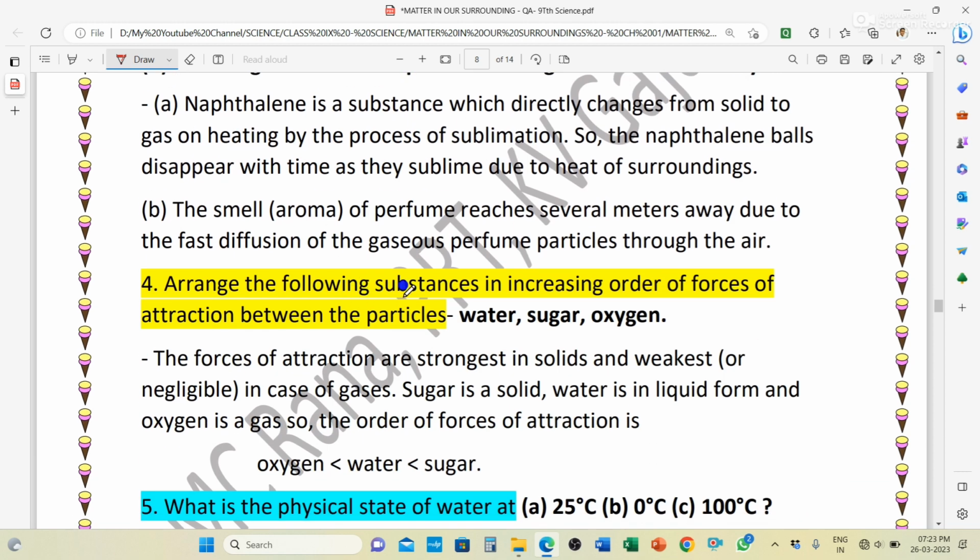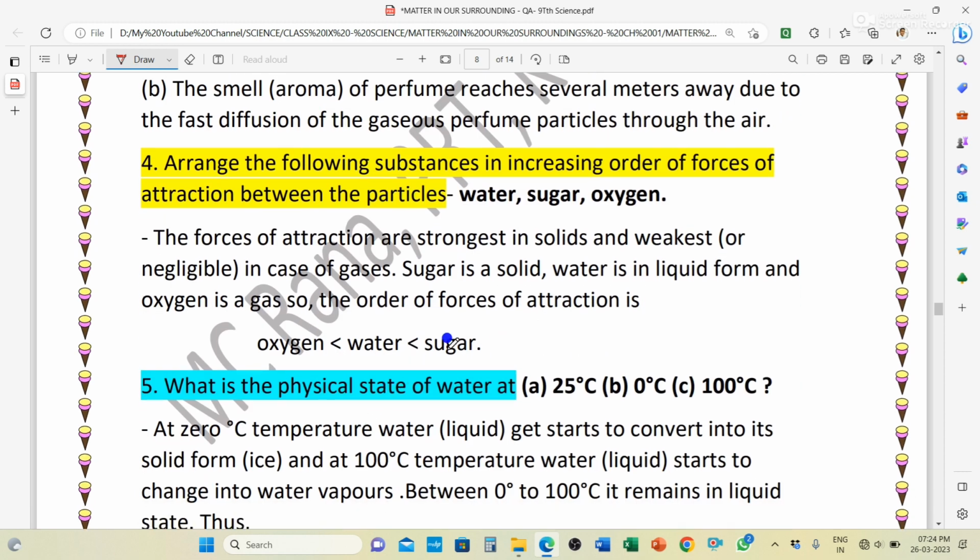Then arrange the following substances in increasing order of forces of attraction between the particles: water, sugar, oxygen. The forces of attraction are strongest in solids and weakest in gases. Sugar is a solid, water is a liquid, and oxygen is a gas. So the forces of attraction will be highest in case of sugar. In case of water, it will be less than sugar, and for oxygen, it will be least. That means very less as compared to water and sugar. So in increasing order, we can write first oxygen, then water, then sugar.